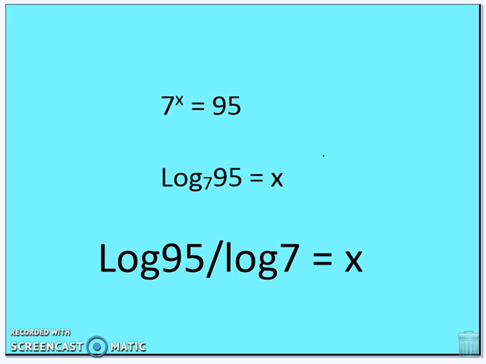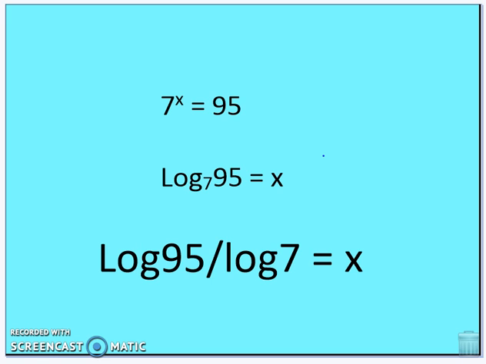All right, you should get a value that's approximately 2.34. Now let's check to make sure that that value is correct. You're going to take 7 to the power of the value that you just calculated, common log of 95 divided by common log of 7. Take 7 to approximately 2.34, and you should end up with 95 in your calculator. Right, so this also works.